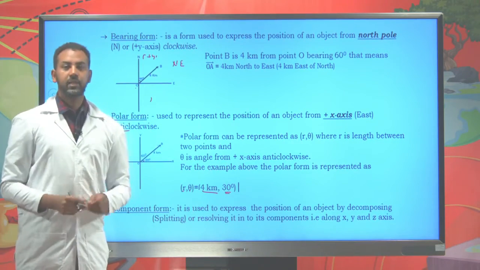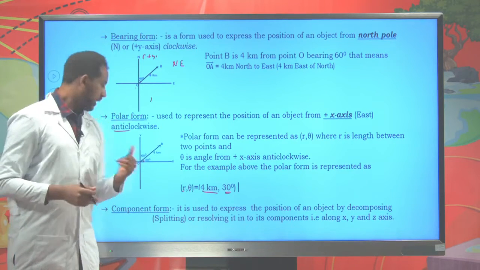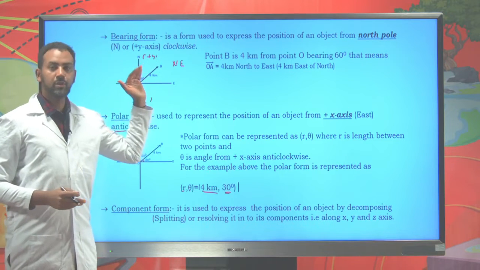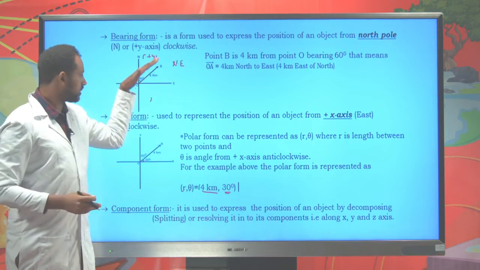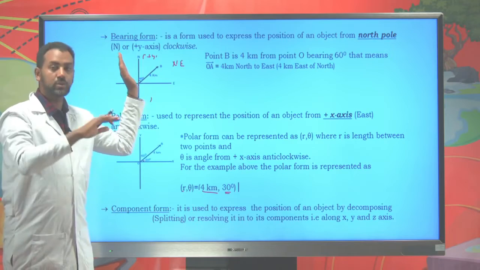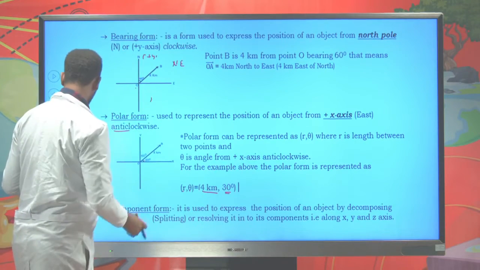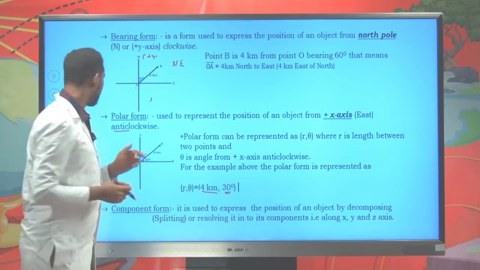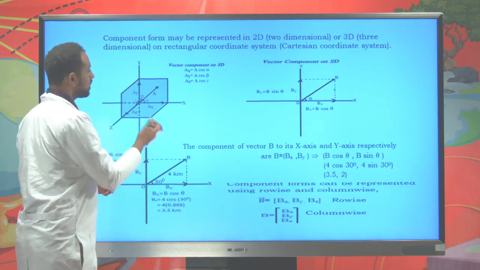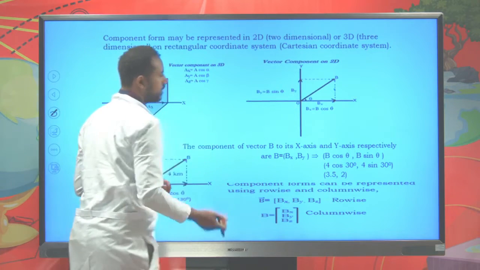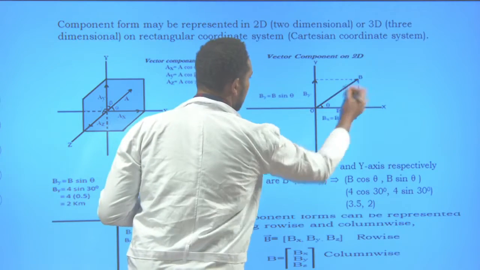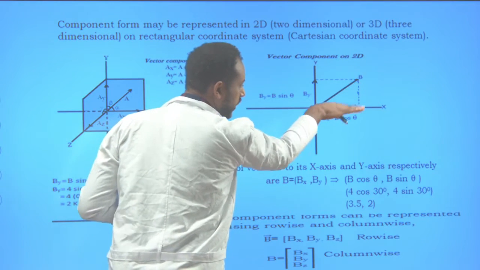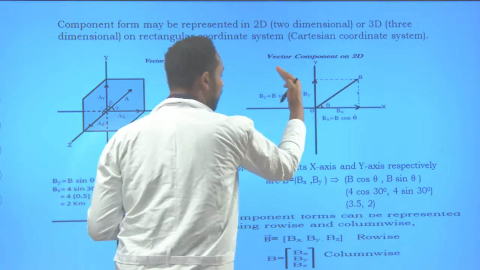And the third method is the most common method, known as component form. A given vector can be decomposed into its coordinates, along the x-axis, y-axis, or z-axis. Therefore, the component method is splitting a given vector into its components. Suppose here you have the previous vector, from O to B. It's possible to decompose this vector along the x-axis and the y-axis.